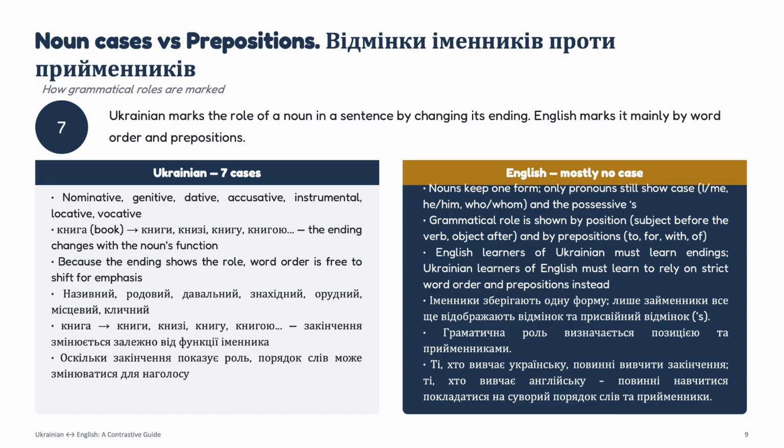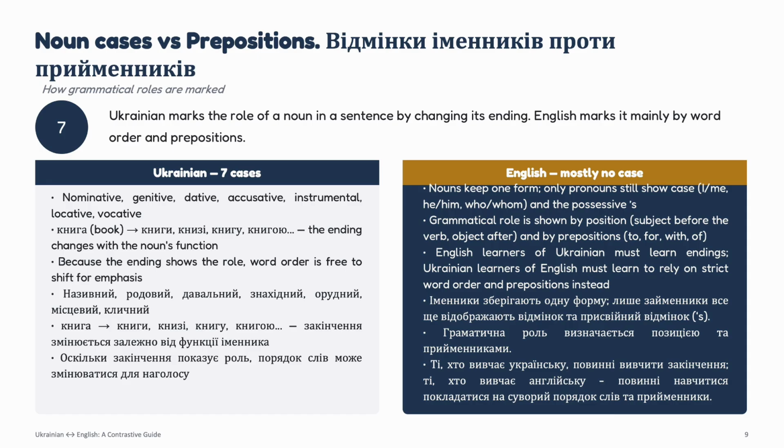Okay, the next one is noun cases and prepositions. This is another major structural difference. Ukrainian marks the grammatical role of a noun, who is doing what to whom, by changing the noun's ending. There are 7 cases in Ukrainian, which are called nominative, genitive, dative, accusative, instrumental, locative, and vocative. So the word for book, книга, becomes книги, книзі, книгу, книгою, which are written here. You can see that we save the root of the word, but we change the ending depending on the case, and so on, depending on its role in the sentence.